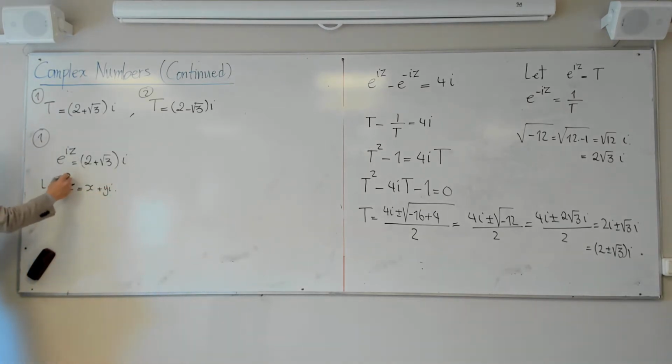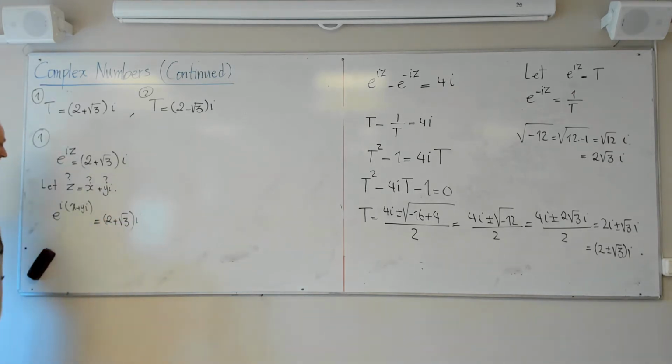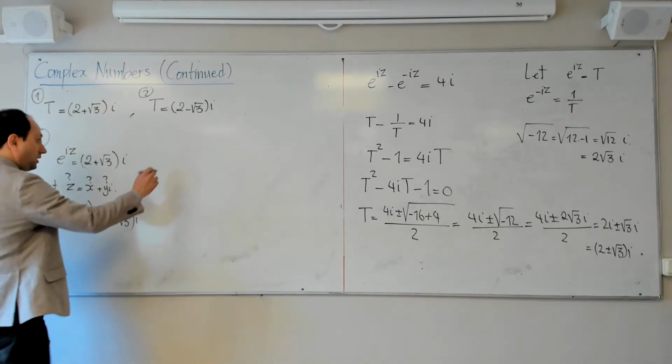I'm looking for z. Z is my question mark. But now this question mark is on x and on y. I put this back into this equation, so instead of z, I put x plus yi, and then this becomes equal to 2 plus square root of 3i. Okay? And then what happens? I want you to see how you solve the problem.